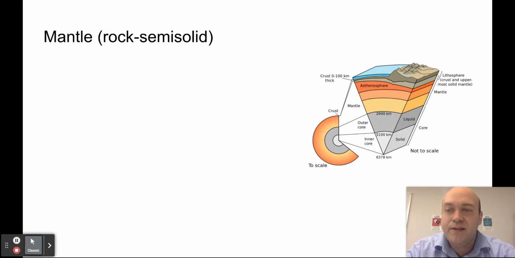Next up, we've got the mantle, again made of rock, but it's now semi-solid. It's getting hot enough as we go down. The farther we go down, the warmer it's going to get. And now this rock is hot enough that it can shift and move. The mantle overall is about an average of 2,900 kilometers thick.